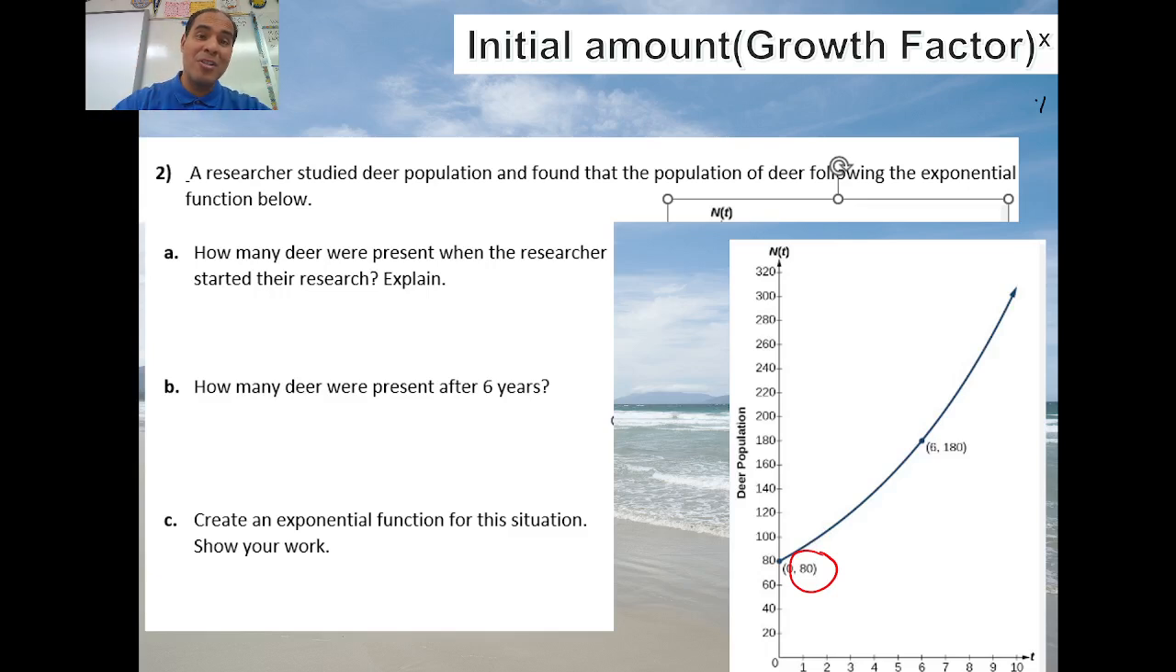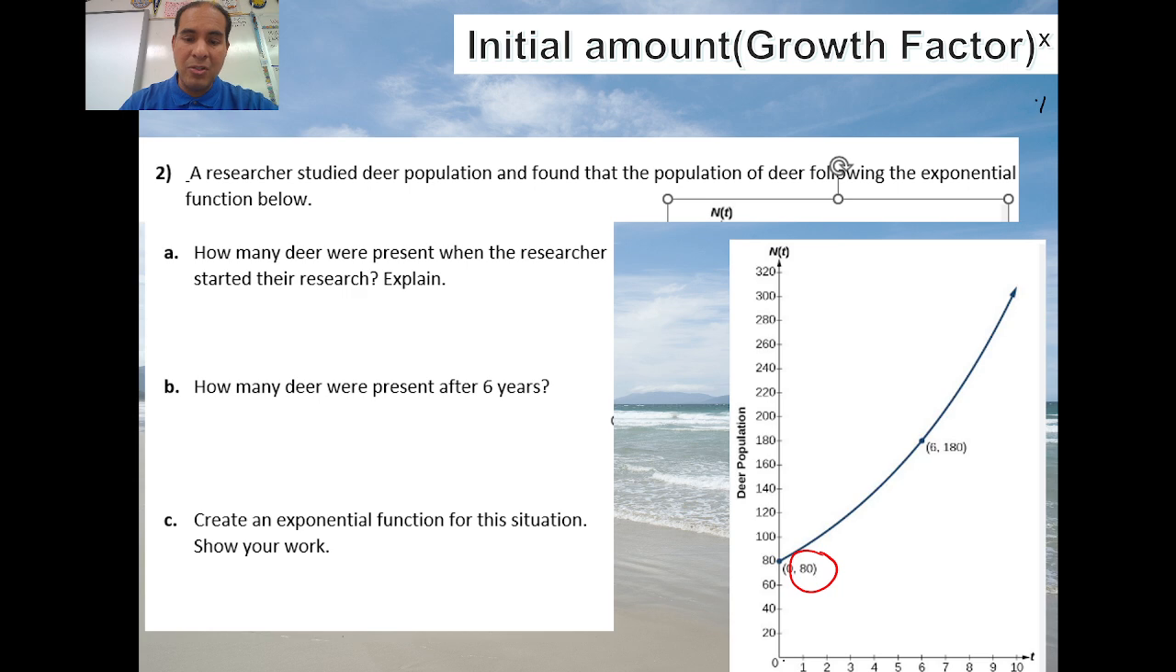Avila going on to question number 2 on our Unit 4 review on exponential functions. We're going to continue using this formula up on top, initial amount times growth factor to the power of x, over and over again. Question is, a researcher studied deer population and found that the population of deer followed the exponential function below. There's the function. How many deer were present when the researcher started the research?